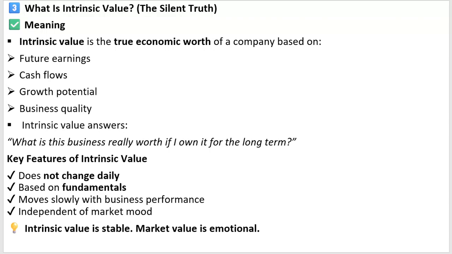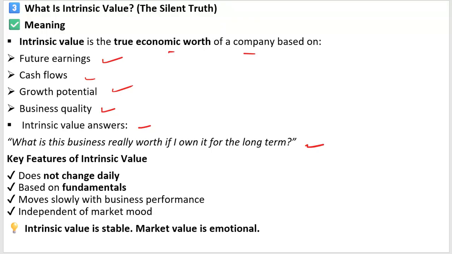What is intrinsic value, that is IV? This is the silent truth. What is the meaning of IV? IV is the true economic worth of a company, the real value of the company. It is based on future earnings, cash flows, growth potential, and business quality. Intrinsic value answers what the business is really worth if I own it for the long term. It is based on the fundamentals of the company.